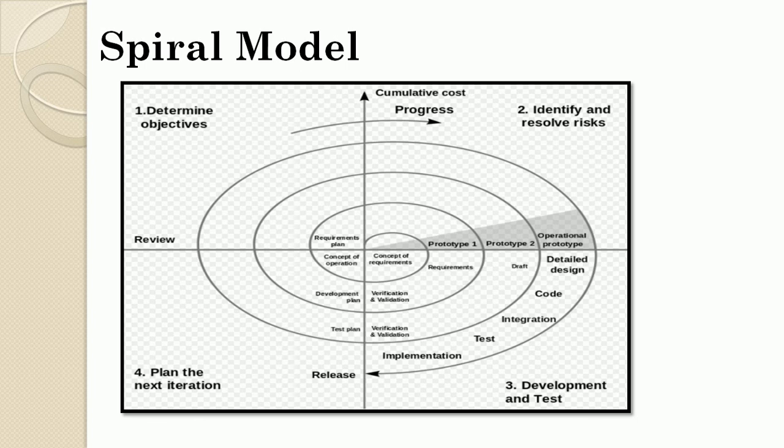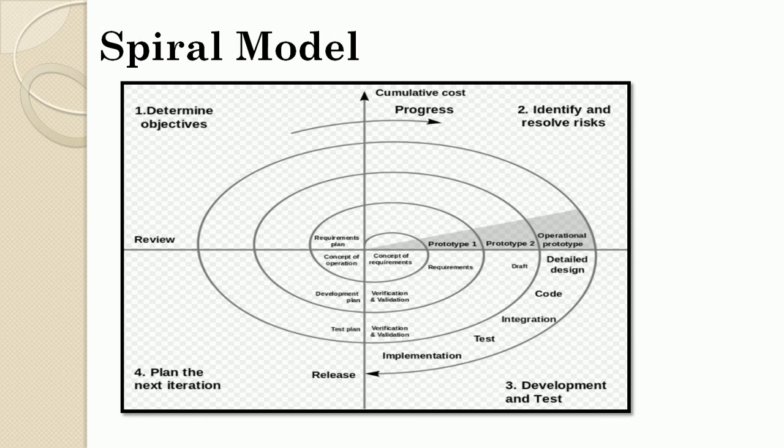So let's discuss the key features, or let's say the advantages, of the spiral model. This model helps to reduce risk, and proper risk management is available in this model. This is the key feature of the spiral model, the risk analysis task. Software is produced early in the life cycle, and changes in requirements we can easily accommodate because of its iterative nature.